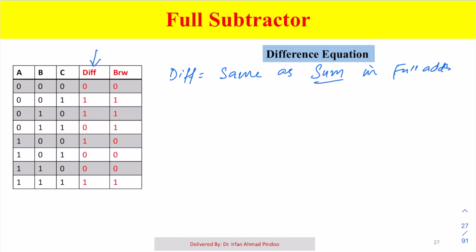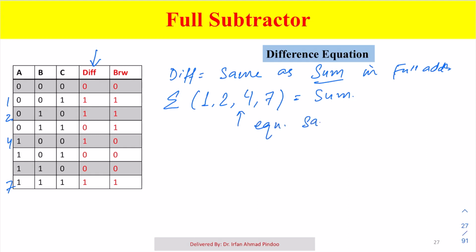You will notice that the summation ones were present at these particular positions, as for the sum in a full adder, and exactly the same thing is here also. This is 1, this is 2, this is 4, and this is 7. So the rule is, whenever the min terms are at the same position, the equation we will always get is the same.